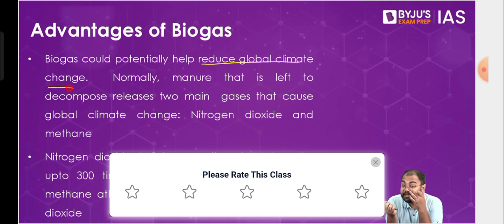Whereas when you use it as biofuel, the emission of methane does not happen. Instead, emission of carbon dioxide happens. Understand this. Normal decomposition, we know that it will release methane. In case of anaerobic digestion that we are looking at, it does not release methane, but rather it releases carbon dioxide.